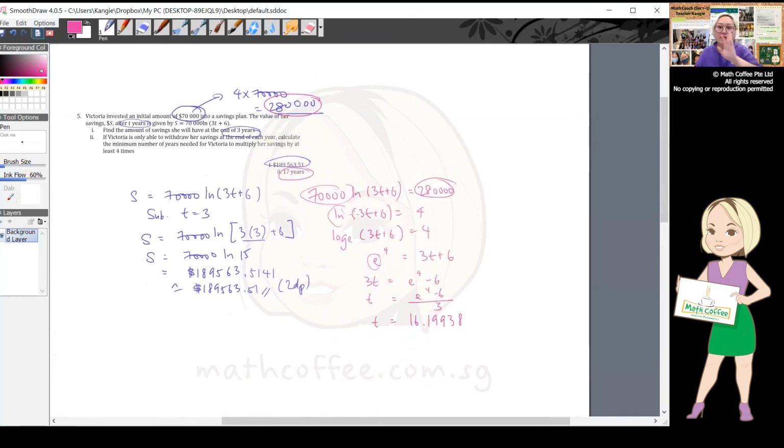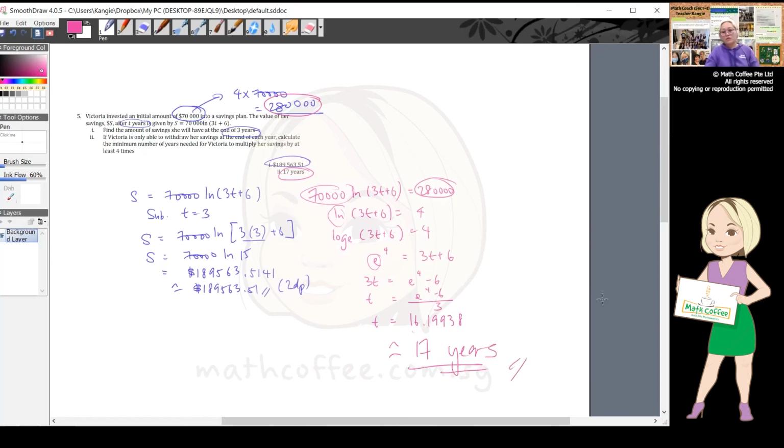If I round off to the nearest whole number, I should round off to 16, agree? But you must think this way in this situation. This is the difference, because they ask you what's the minimum number of years to multiply the savings by at least 4 times. It takes 16.1 years to get 4 times. If I round it down to 16 years, I haven't actually reached my 4 times. You understand? So in this situation, you have to round it up to 17 years. So take note, although it's 0.1, because at 16 years you haven't reached the 4 times, in this case your answer should be rounded up to 17 years.